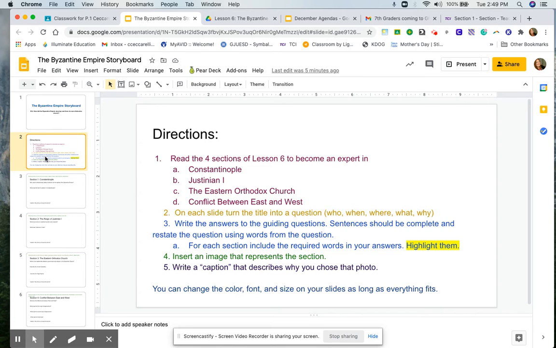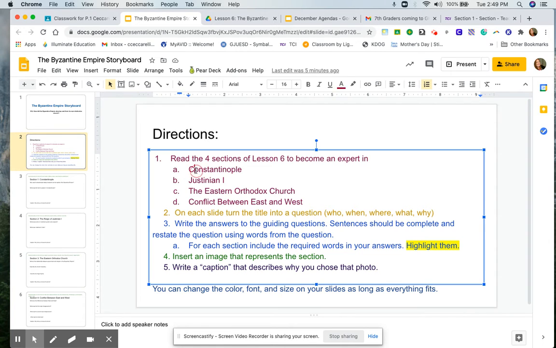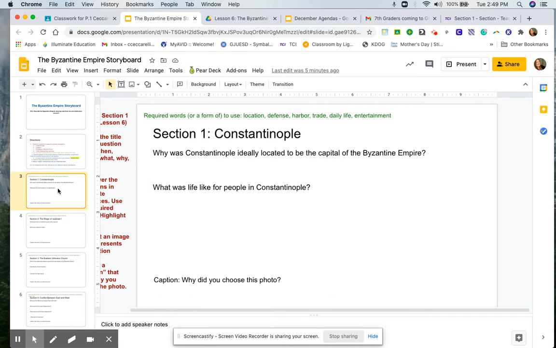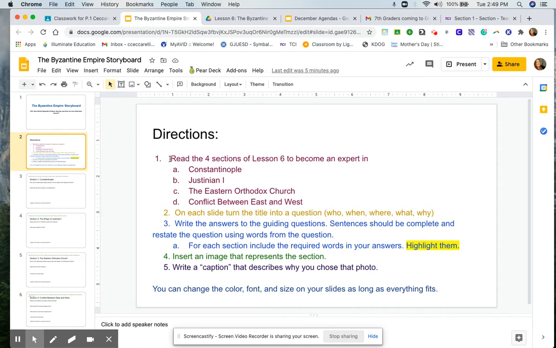The way to complete this assignment is every day after class during asynchronous time, you're going to read one of the 4 sections of Lesson 6 to become an expert in. Those 4 sections are Constantinople, Justinian, the Eastern Orthodox Church, and the conflict between East and West. Today we learned all about Constantinople. Your job today is to fill in slide number 3 for section 1 about Constantinople. Here's how to do it. Read the section in TCI titled Constantinople.